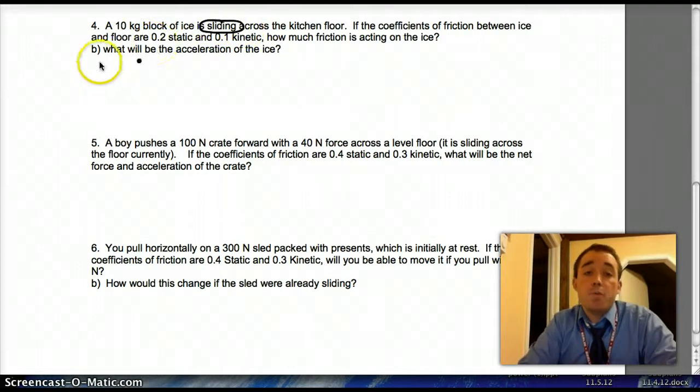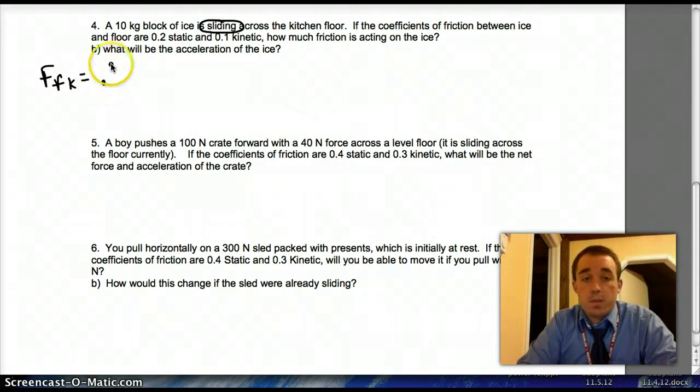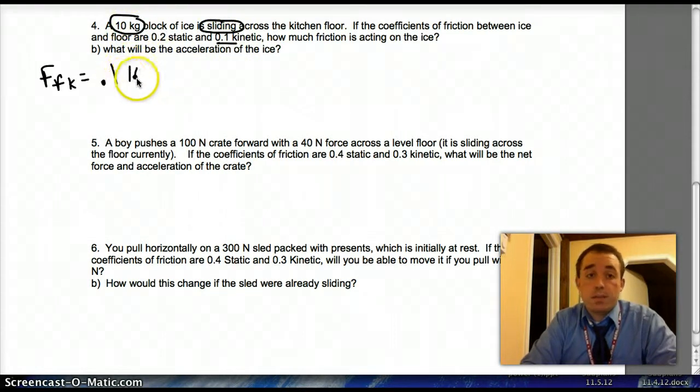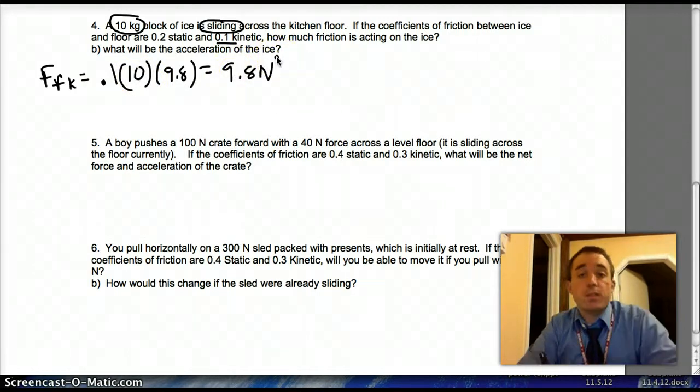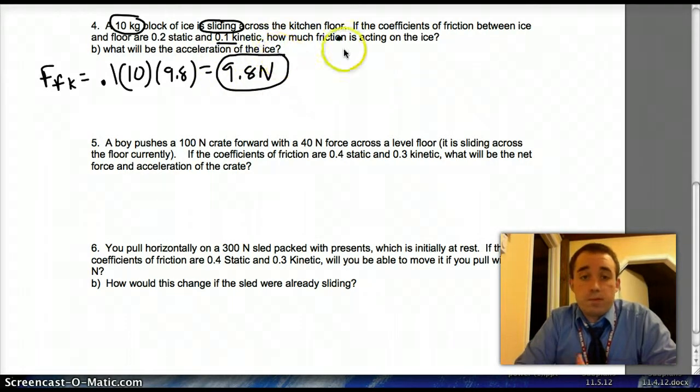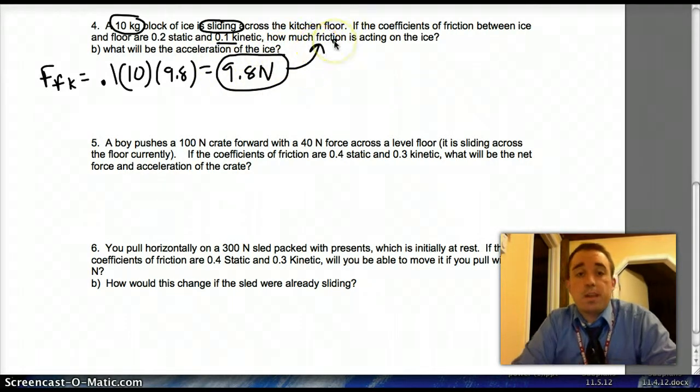The key word here is sliding. Sliding tells me I'm moving. Moving friction is kinetic friction. So kinetic friction is my 0.1, my kinetic coefficient, times, going back to question 2, mass, which is 10. When I have mass, I have to multiply by 9.8. So 0.1 times 10 is just 1, times 9.8 is 9.8 newtons. So my kinetic friction force is 9.8 newtons, and because I'm moving, that's how much friction is acting on the ice.